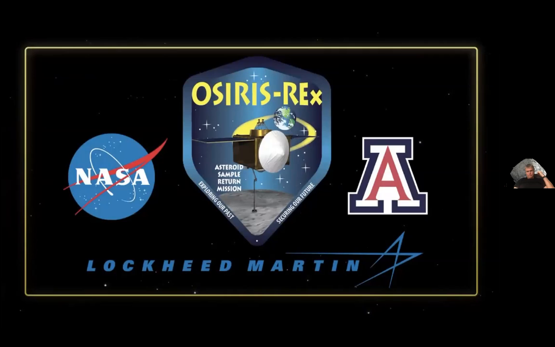OSIRIS-REx is a joint project of the University of Arizona's Lunar and Planetary Laboratory, NASA's Goddard Space Flight Center in Greenbelt, Maryland, and Lockheed Martin Space Systems in Denver, Colorado. Dante Lauretta is the mission principal investigator.